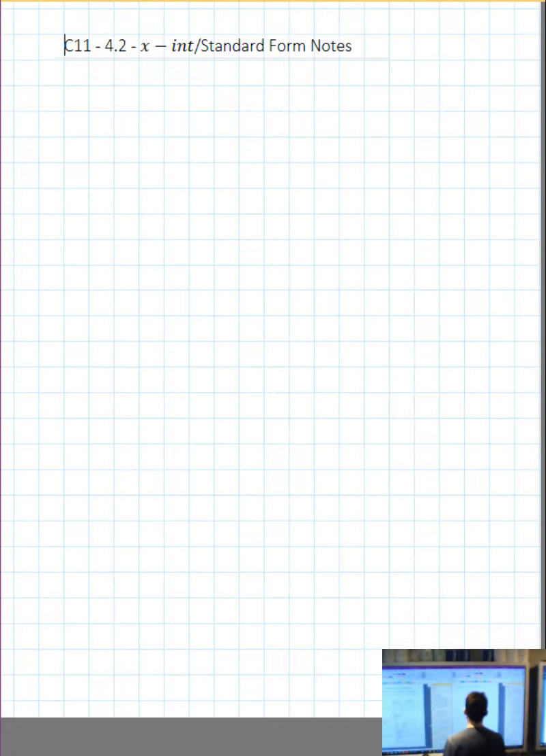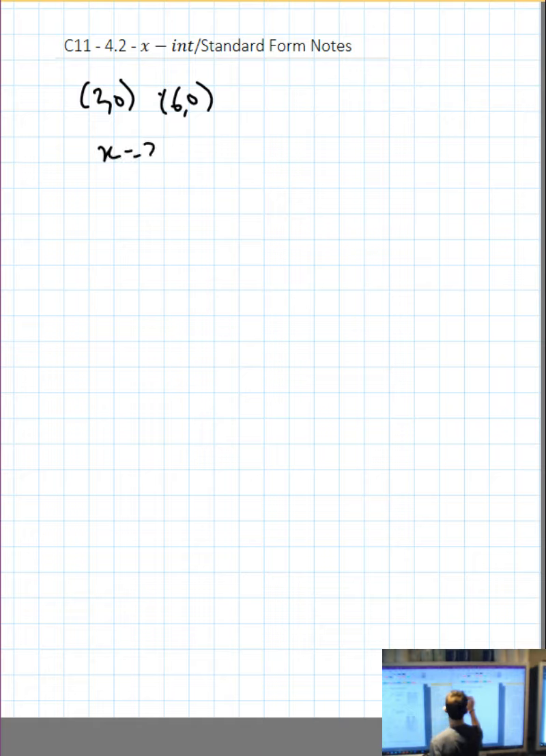Okay, let's start off taking x-intercepts and going to an equation. So in the notes, we can see that we have x-intercepts of (2, 0) and (6, 0). So I'm going to start off by saying x equals 2 and x equals 6. That's 2 above, (2, 0).